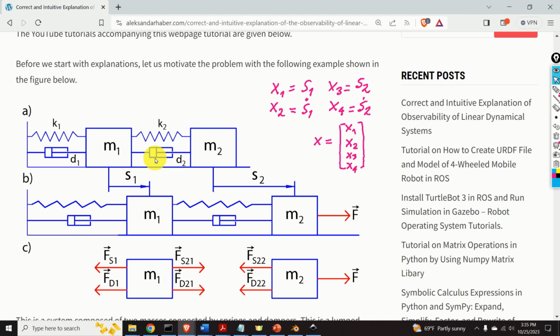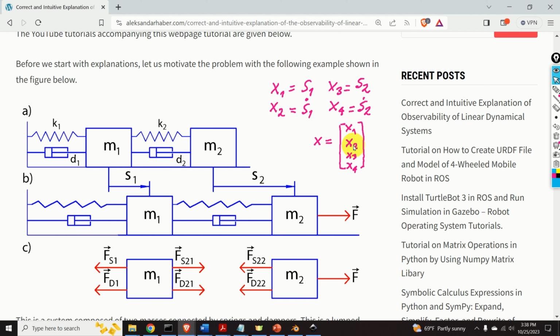Now we ask the following questions. Can we reconstruct the complete state vector by only observing the position state variable x1 or s1? That is, can we compute the velocity of the first mass as well as the position and velocity of the second mass by only observing the position of the first mass? If not, then in addition to the state variable x1, we need to observe another state variable. That is, we need to purchase another sensor.